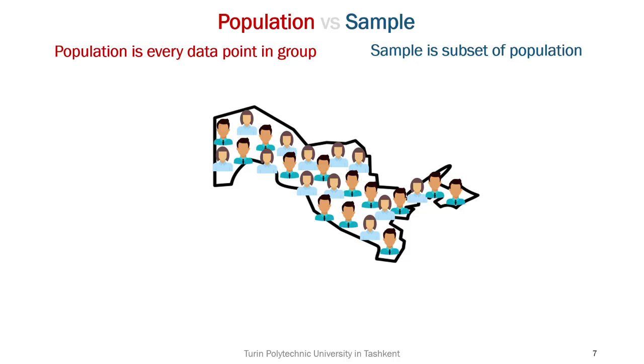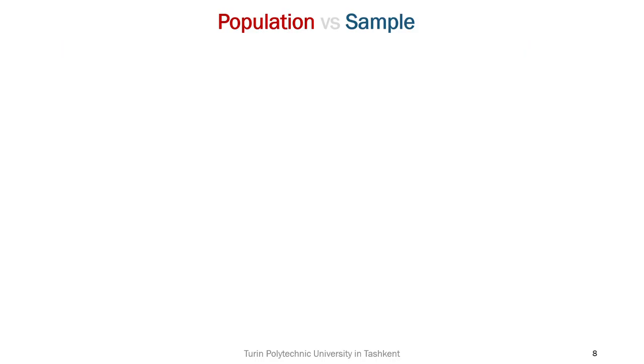Population versus sample. Population is every data point in a group. Sample is a subset of the population, like we can see here.